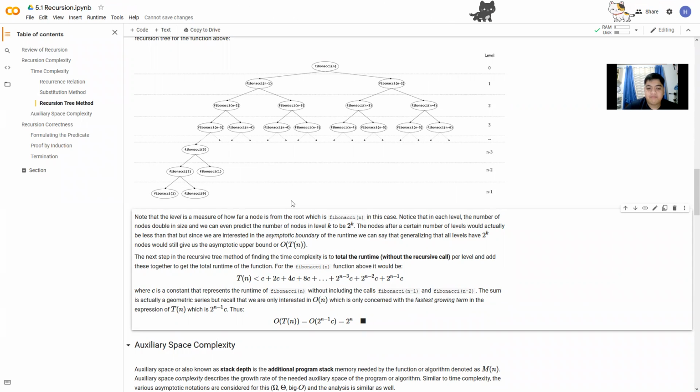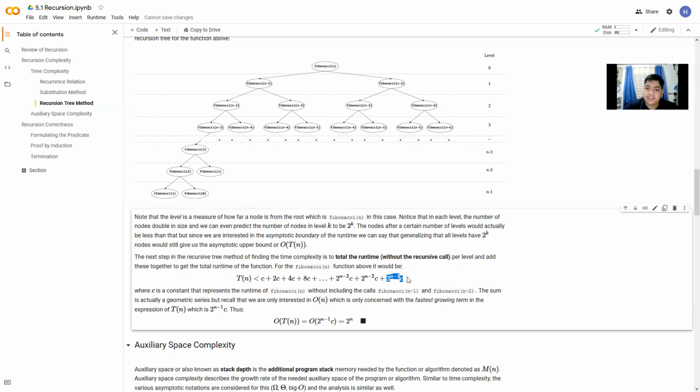So since the total runtime will be the sum of these, and since we just estimated the latter part of it, we just make this a less than sign, which is okay since we're just getting the worst case, the asymptotic big O notation of the time complexity. Remember that we're only interested in the fastest growing term in the expression here, and the fastest growing one would be 2 to the n minus 1.